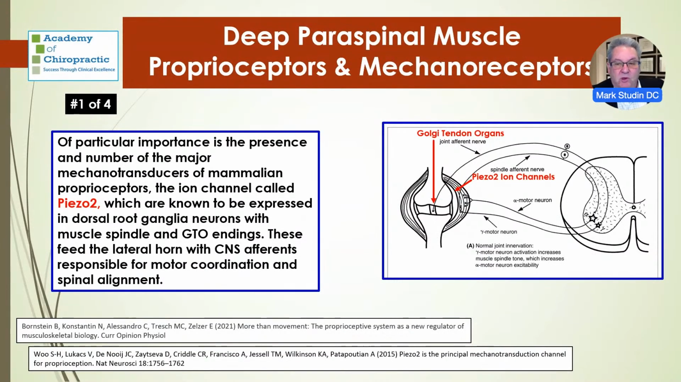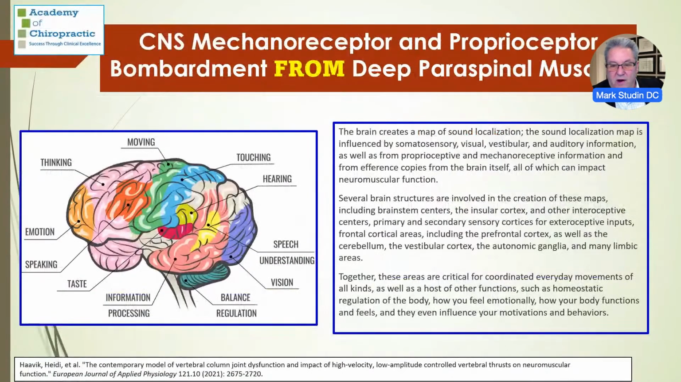So again, we talk about at the level of the deep paraspinal muscles. You have the Golgi tendon organs and the piezo 2 ion channels. Where are they feeding? They're feeding the brain. It goes up to brain mapping, folks. The brain creates a map of surrounding localization. The sound localization map is influenced for sound, for somatosensory, vestibular, and visual and auditory information, as well as proprioception and mechanoreceptive information from efferent copies from the brain itself, all of which can impact neuromuscular function.